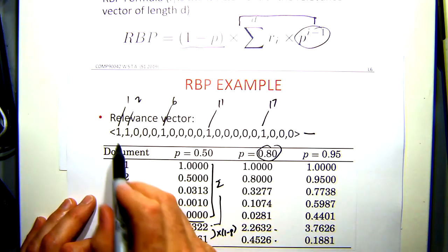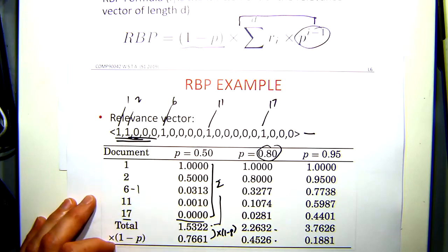So what we see is the 0.5 one is really heavily skewed towards the stuff at the start of the list. The 0.8 and the 0.95s are much more skewed to the stuff towards the end. And you can see here the 0.95 is still getting positive utility from the stuff towards the end of the list.